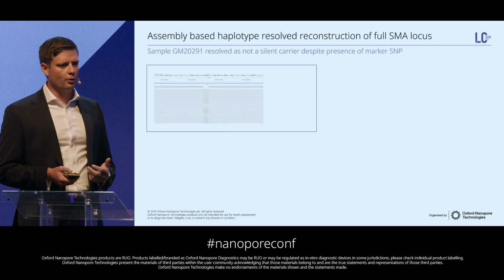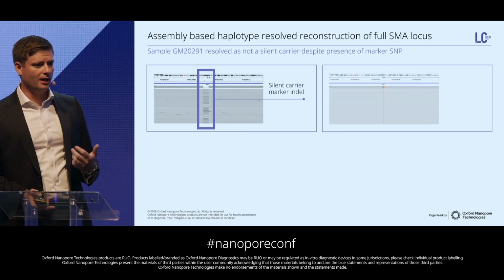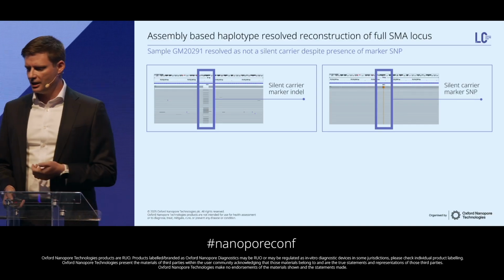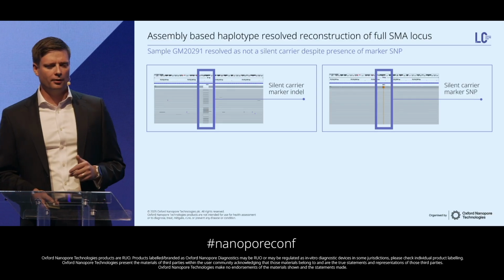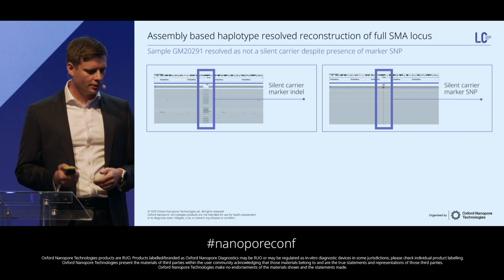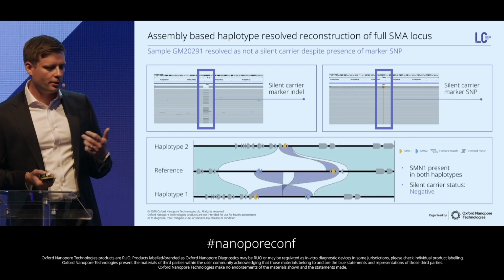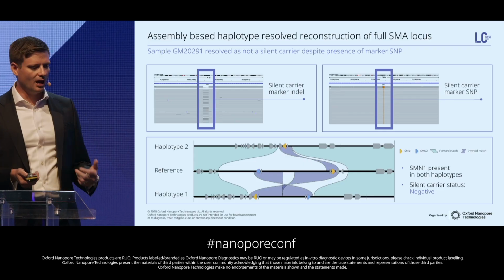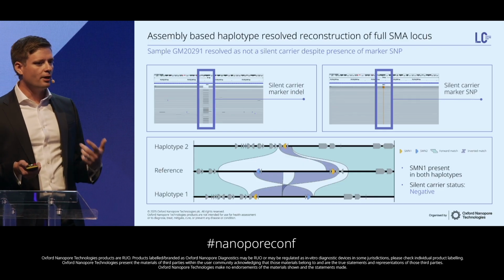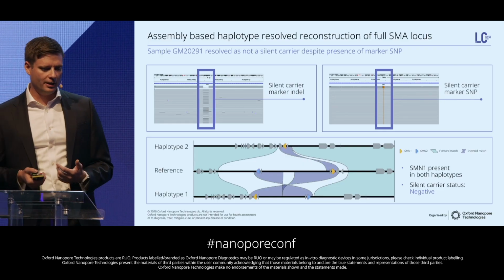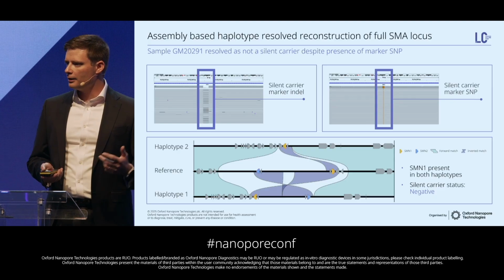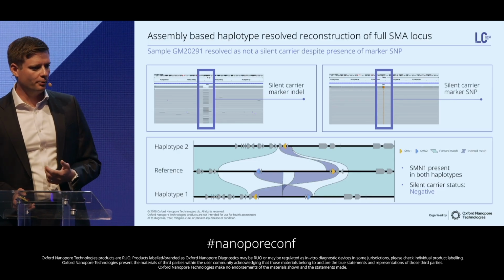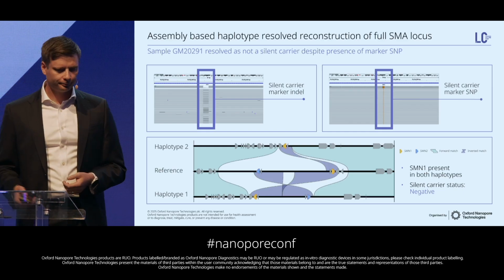So we surveyed the Coriell database for some cell lines that had marker SNPs indicating they might be silent carriers. And this is an example right here containing both of the most highly associated markers. However, when we sequenced this with our T-to-T recipe, we were able to fully resolve the SMA locus in both haplotypes and see that both haplotypes contained a functional copy of SMN1, eliminating the chance that this individual would be a silent carrier, even though our best marker approaches would indicate that they were.